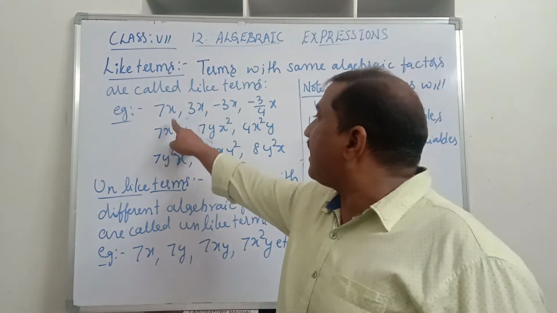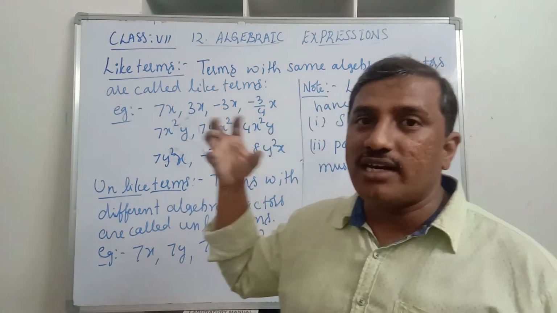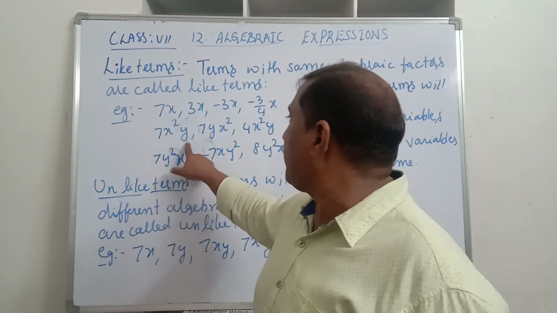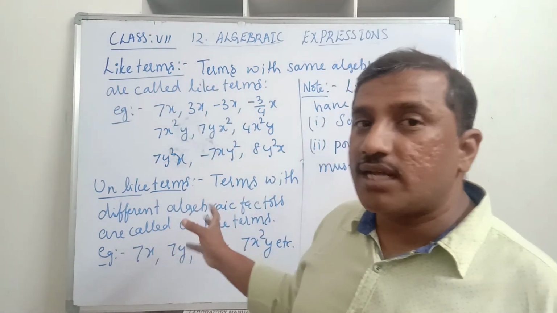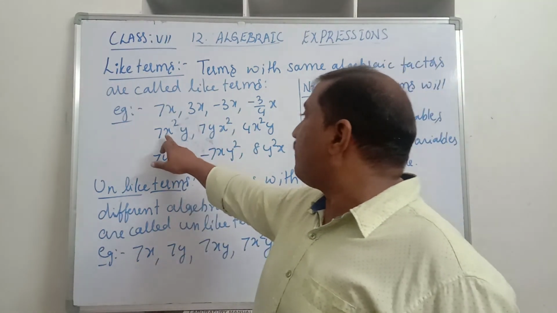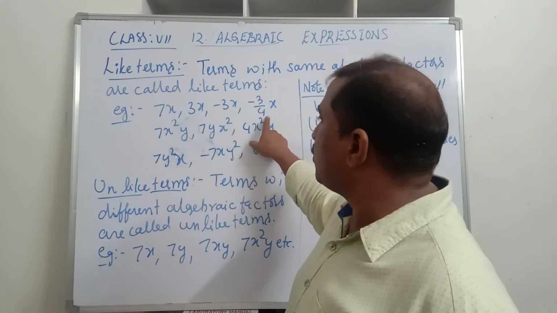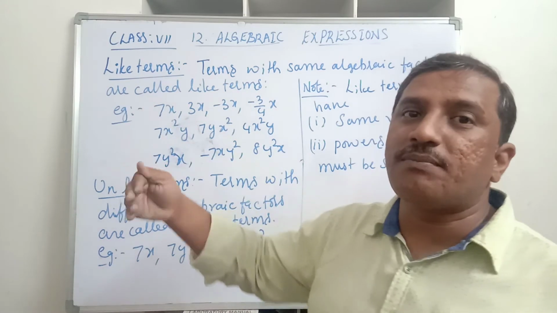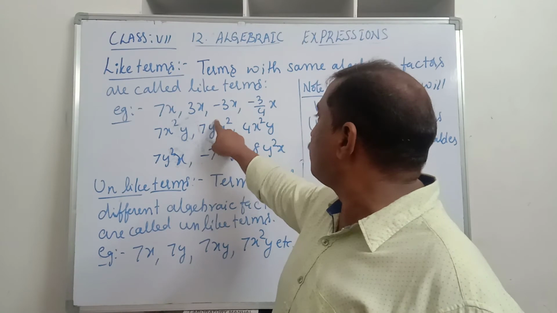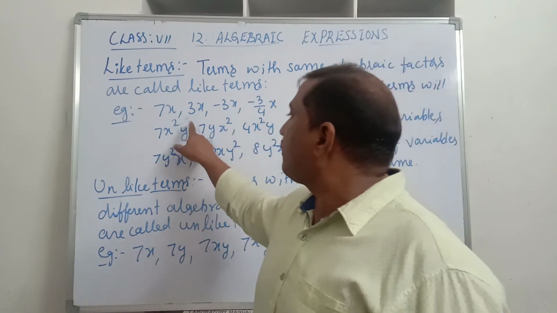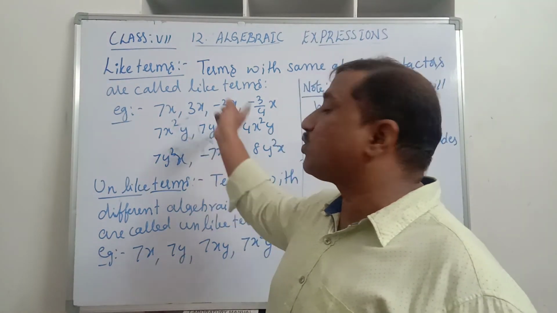Next, 7x square y, 7yx square, 4x square y. See what variables they have: x and y, both the same. Now observe their powers. The power for x is 2 in all 3 terms. Similarly, observe the power for the next variable y. The power for y is 1 here, 1 here, and 1 here. Therefore they have the same algebraic factors, x square y.